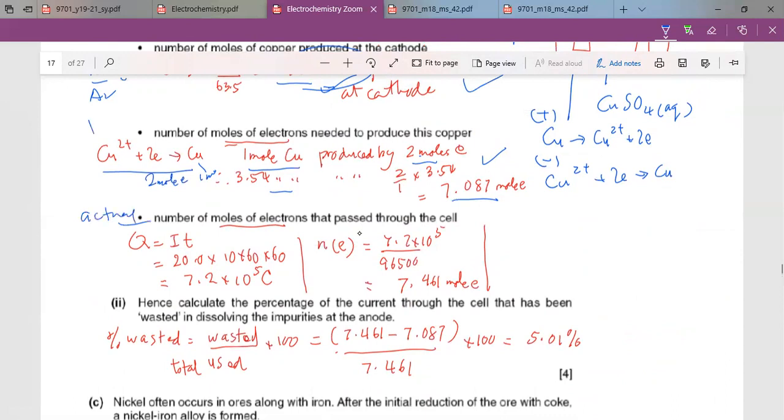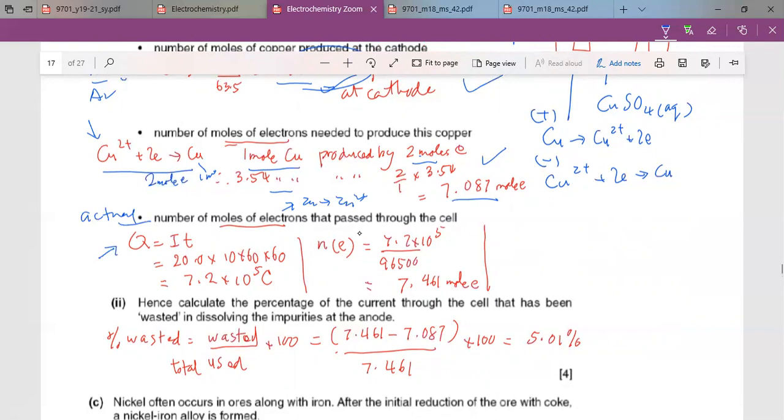This is only to deposit copper. What's the actual number of moles of electrons passed through the cell? That means this number of moles of electrons passed through the cell will also deposit zinc to zinc 2+, and so forth. So the number of moles of electrons passed through the cell means actually in the circuit. So we can find it here.